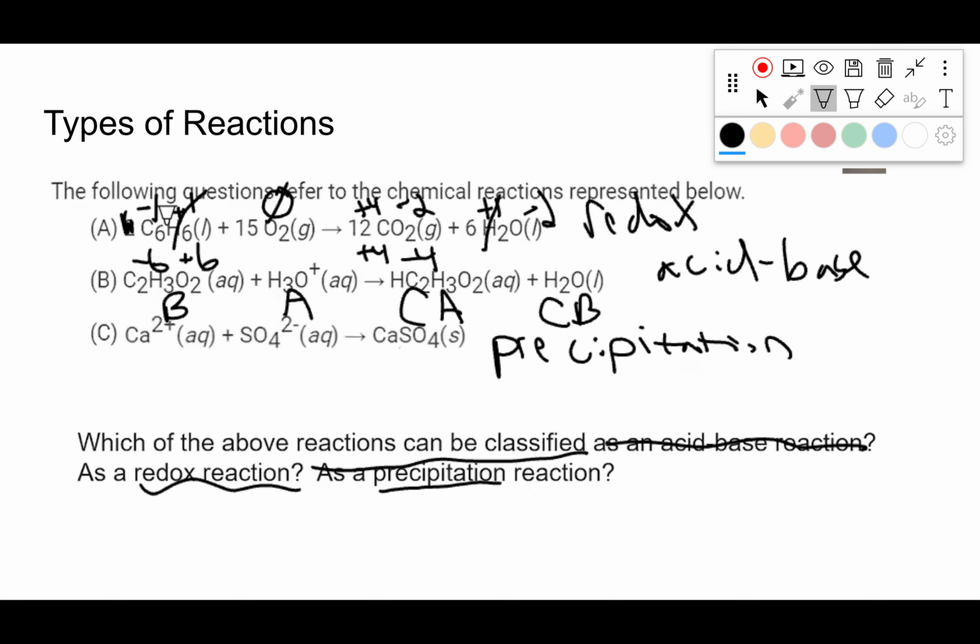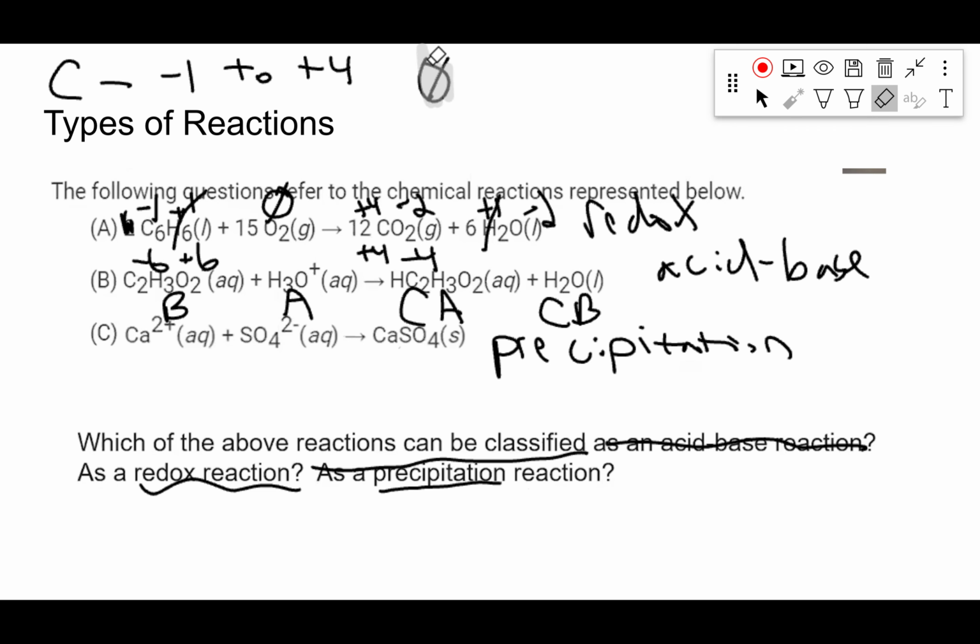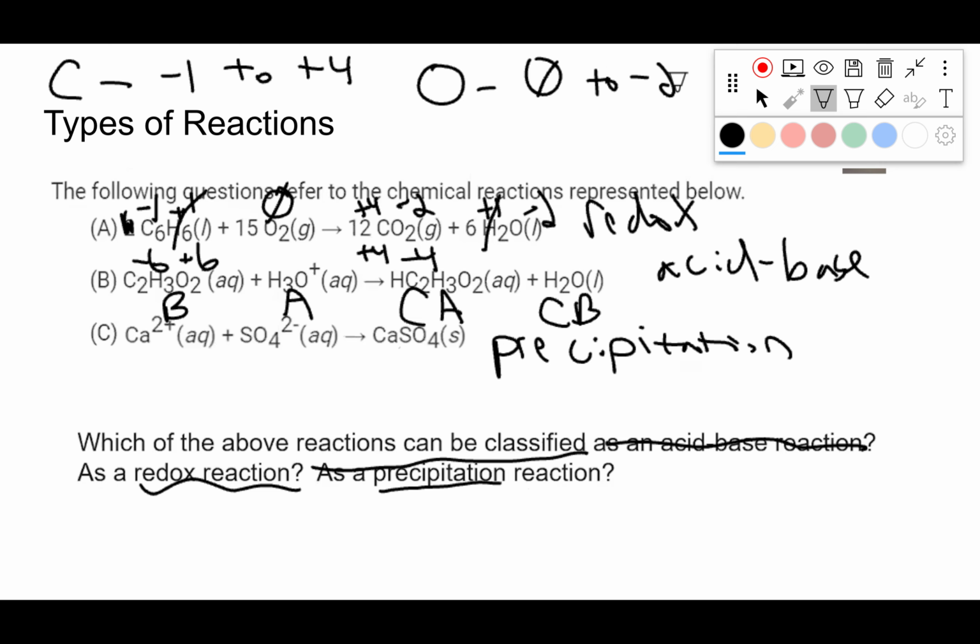So then we got to look at these and figure out what happened. Remember, I recommend for right now, writing out carbon starts as a negative 1 and it goes to a positive 4. And then oxygen is just O, not O with a mark through it. That's my 0. So oxygen goes from a 0 to a negative 2. Okay, so now let's look and see what happened here and how these things occurred.